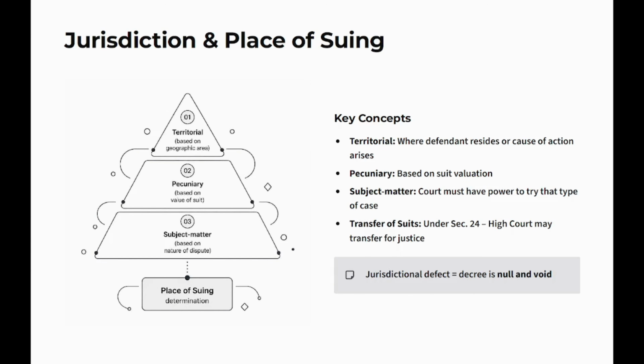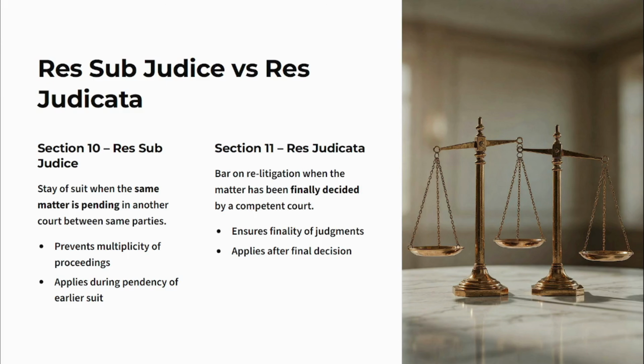Under Section 24, the High Court can transfer a case from one court to another if needed for justice. Important information here: if a court has no jurisdiction and still gives a judgment, that judgment is completely invalid, or simply we can say null and void. Let us go to the next slide.